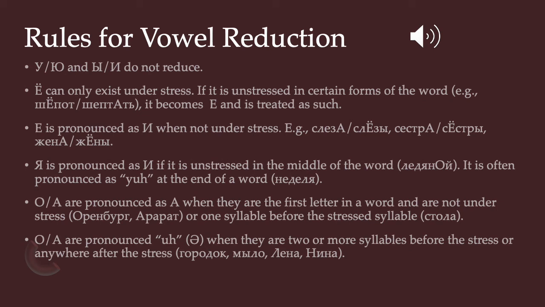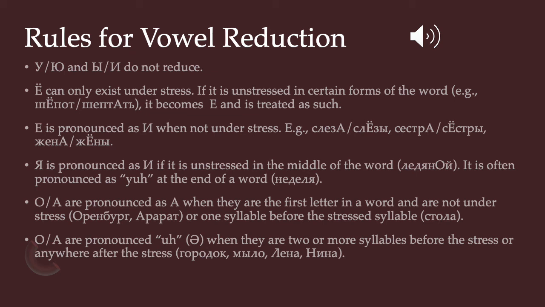They are also pronounced as a if they are one syllable before the stressed syllable. So, for example, in the word stala, stol is written with an o, but when you add an ending, it becomes stressed, and so that o is then one syllable before the stress, and it is pronounced as an a, stala. O and a become a schwa, which is that little upside down e symbol you see there, which is pronounced kind of like uh, when they are two or more syllables before the stress or anywhere after the stress.